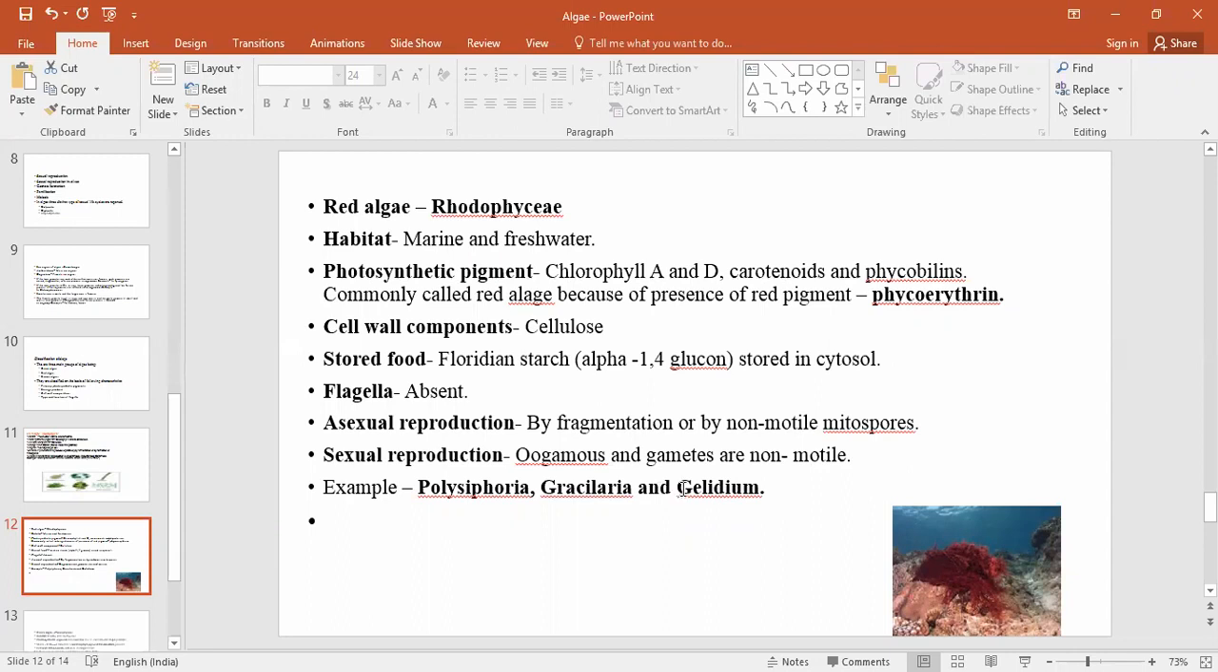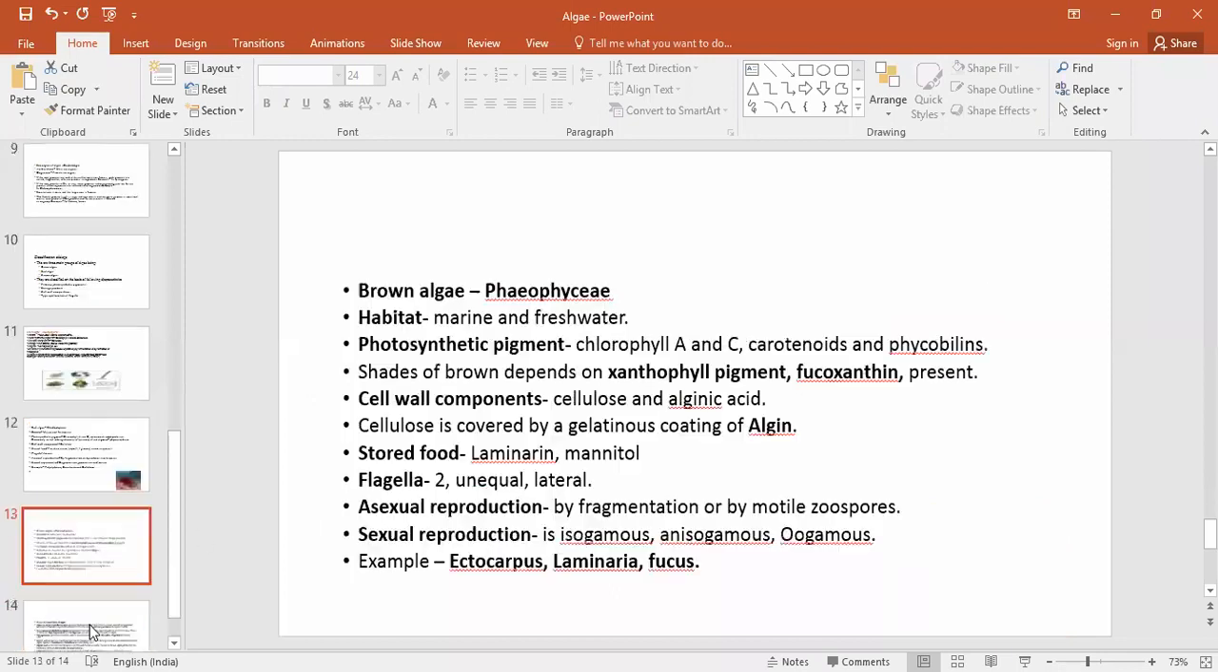In your syllabus the next point is the economical importance of algae. These are the economical importance of the algae.